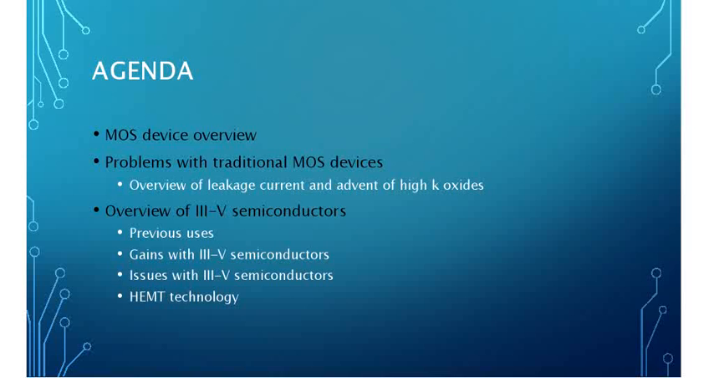This presentation will touch on the following. First, we talk about the MOS overview: what are MOS devices and how do they work. In addition, we talk about problems with traditional MOS devices induced from Dennard scaling. Related to the aforementioned topic is an overview of leakage current, and then we also talk about the advent of high-K oxides. We also include an overview of III-V semiconductors. What exactly are they? These include previous uses of these semiconductors, gains by using these semiconductors, issues by using these semiconductors, and then we'll go into HEMT technology a little bit.